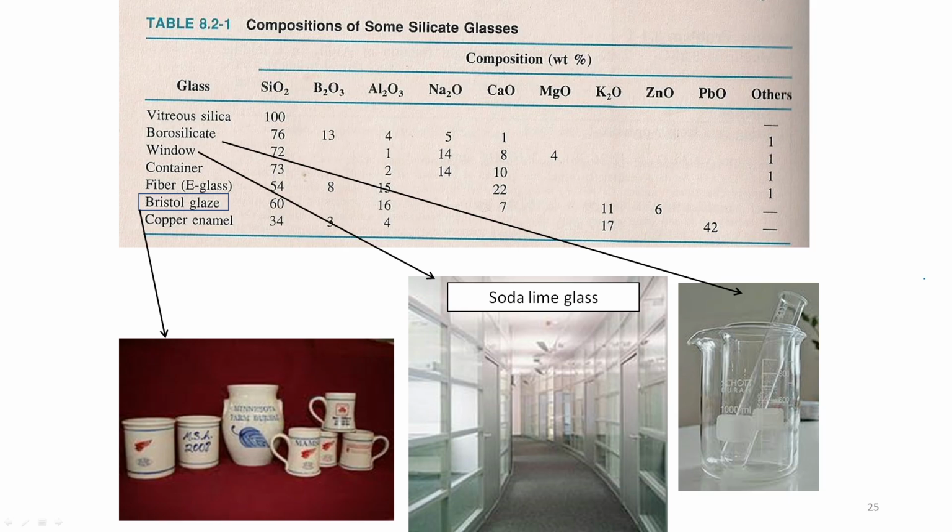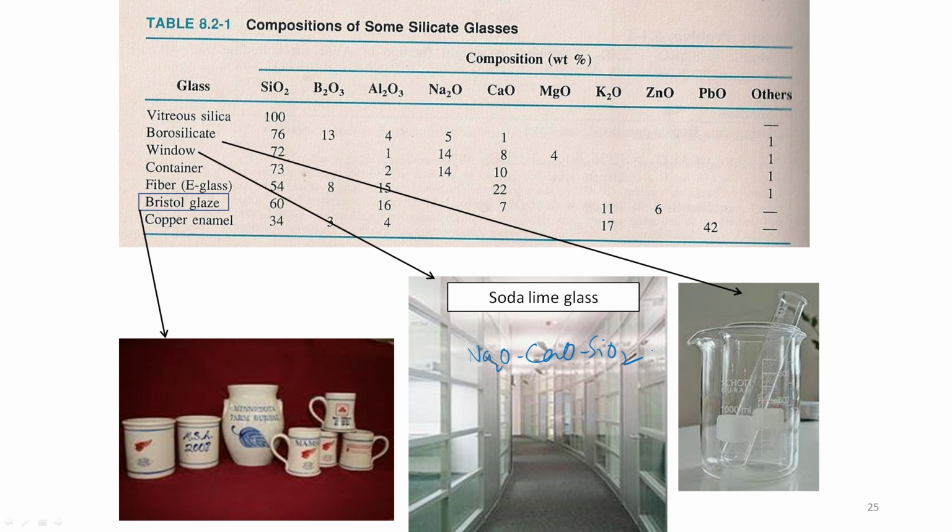Well, there are different kinds of glasses. The one which is shown is this one, you see this is called Bristol glaze, which is used for cups, and then you have soda lime glass, which is used in window panes, and they actually contain sodium oxide, Na2O, CaO, SiO2. And this is borosilicate glass which is used in the labs for experiments, pipettes, beakers, many things.